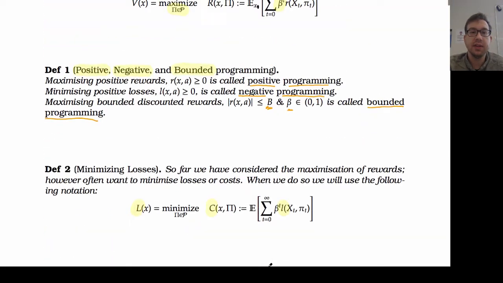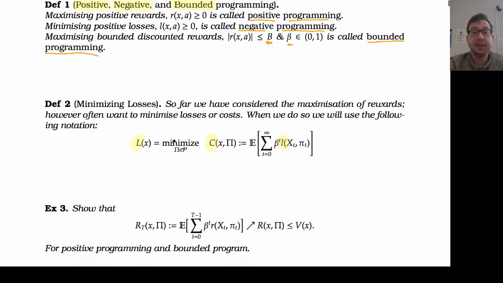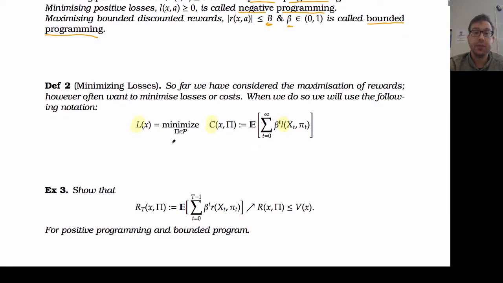So I kind of wanted to give briefly the idea of why these cases are different in infinite time. There shouldn't seem to be any difference between minimizing negative programming and positive programming. Okay, so this is essentially why.